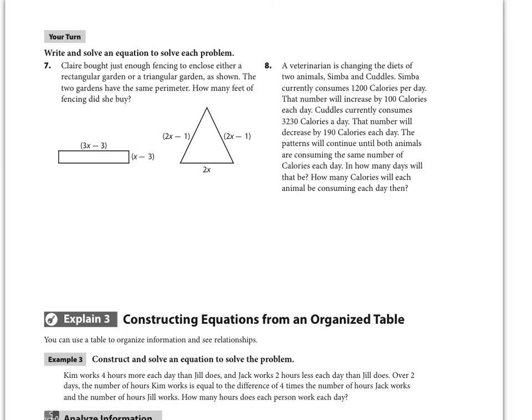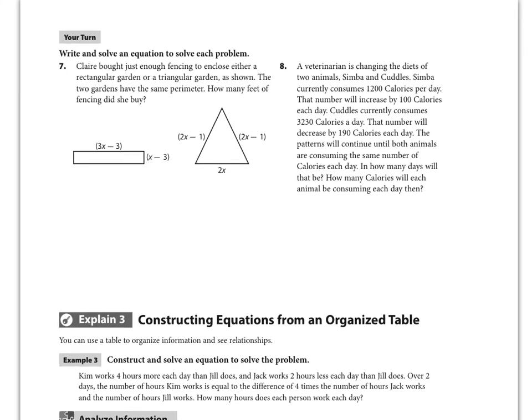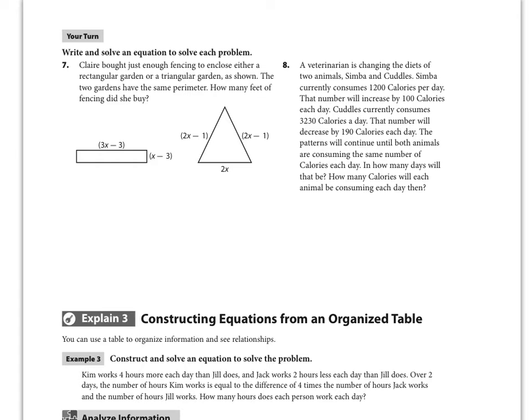Claire bought just enough fencing to enclose a rectangular garden or a triangular garden. As shown, the 2 gardens have the same perimeter. How many feet of fencing did she buy? So what I'm going to do is take the perimeter of the rectangle. That little notation is just to say the perimeter of the rectangle, and the perimeter of the triangle. And in the problem, it says the 2 gardens have the same perimeter. So that means they are equal to each other.